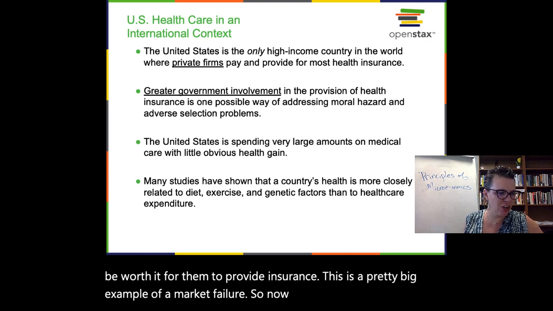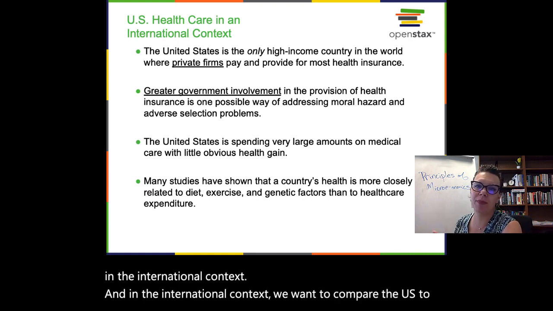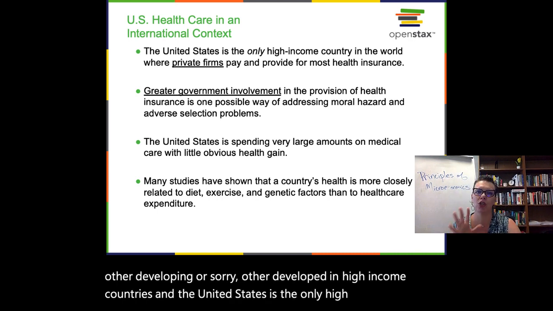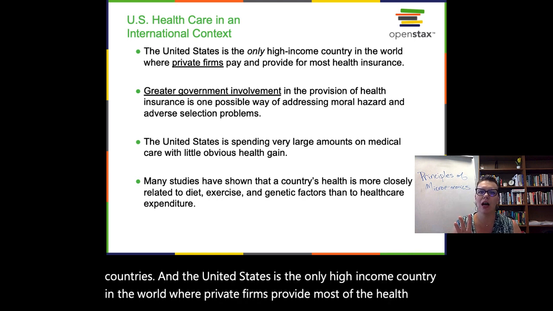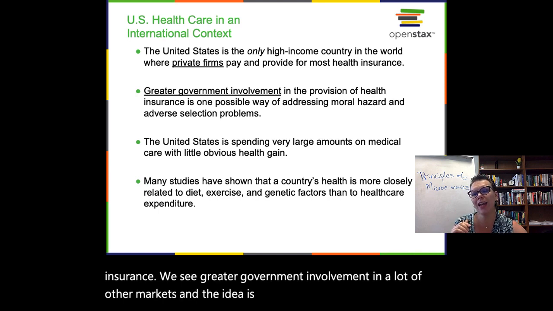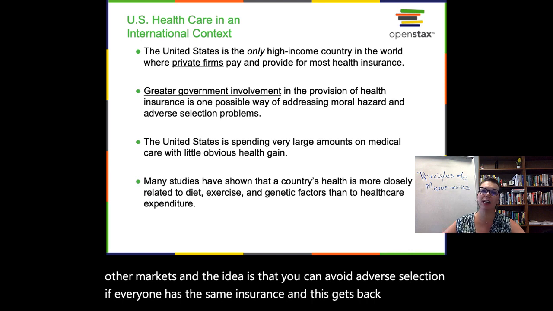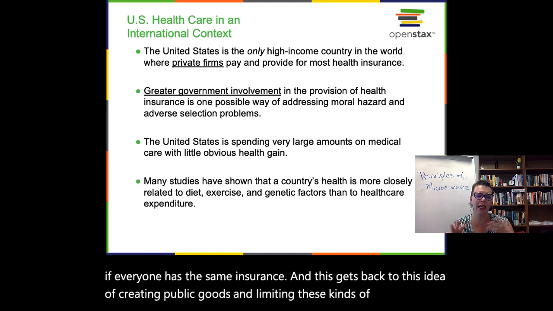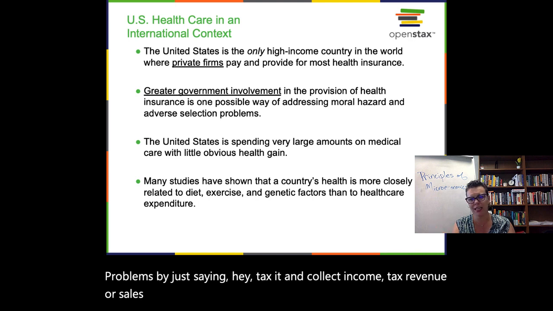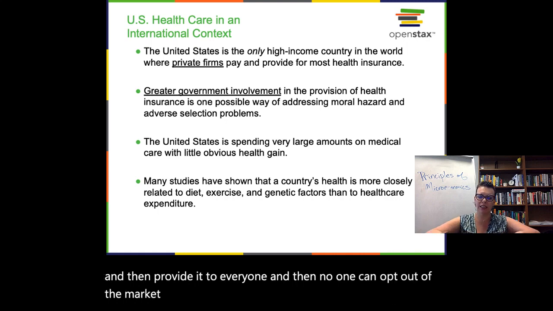So now we want to put this all in the international context, and we want to compare the U.S. to other developed and high-income countries. The United States is the only high-income country in the world where private firms provide most of the health insurance. We see greater government involvement in a lot of other markets. And the idea is that you can avoid adverse selection if everyone has the same insurance. This gets back to the idea of creating public goods and limiting these kinds of problems by just saying, hey, collect income tax revenue or sales tax revenue from everyone and then provide it to everyone.